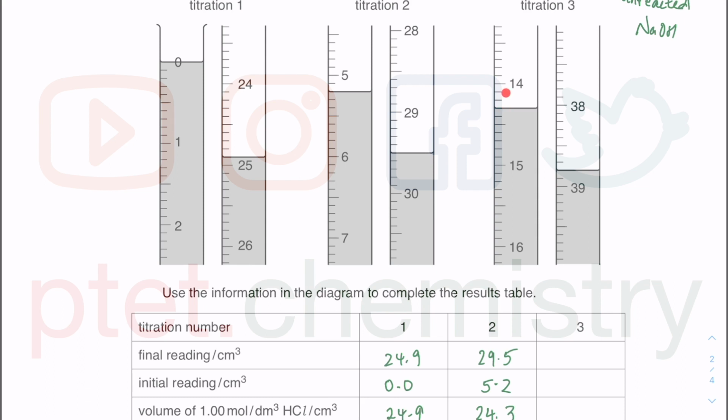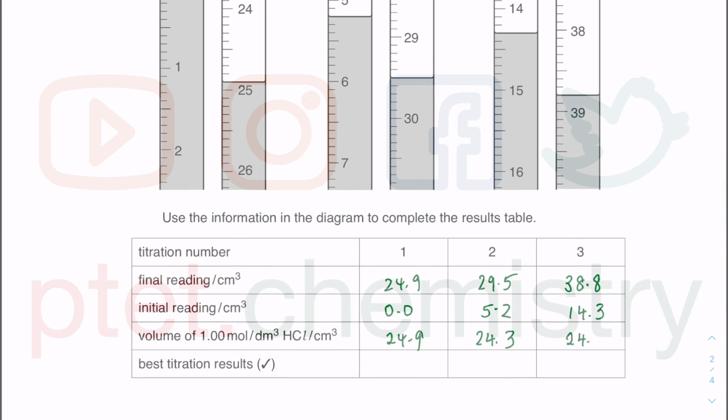Initial reading 14.1, 2, and 3. Final reading, slightly longer one is 38.5. Convince yourself 1, 2, 3, 4, 5, and then 6, 7, 8. So 38.8. So what happened then is 24.5. You should use your calculator on this, by the way.